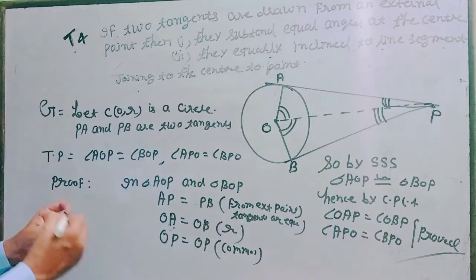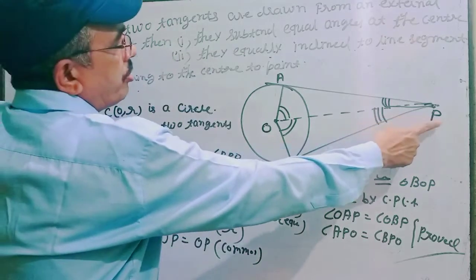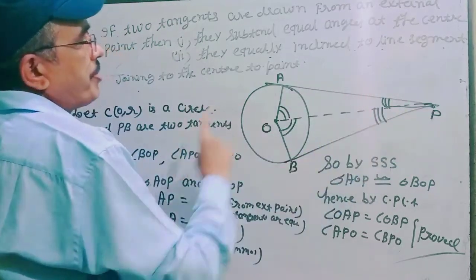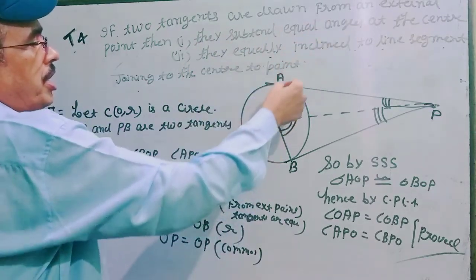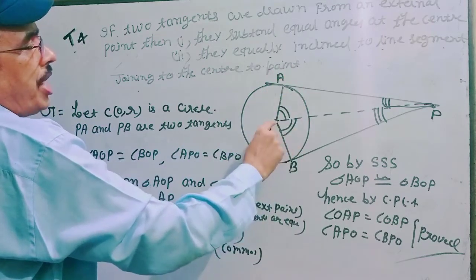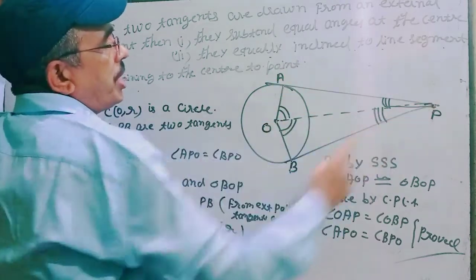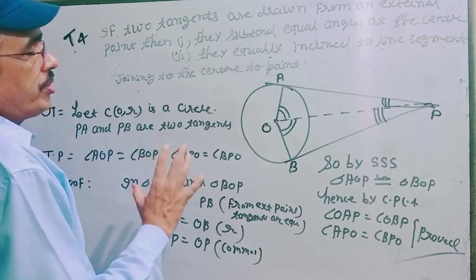So dear student, your question is that two tangents are drawn from an external point. We draw here two tangents, one is PA, another is PB, from an external point. Then they subtend equal angles at the center. So we join the center to the points of contact and join a line segment to the external point outside of the circle.